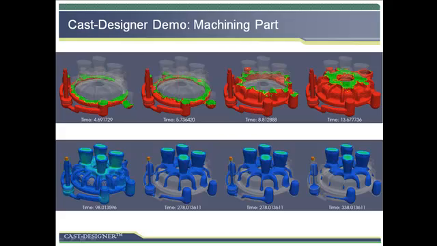This is an example of the simulation result of a machining part. The result included the filling process and solidification process. The blue color is the liquid spots in the X-ray method.